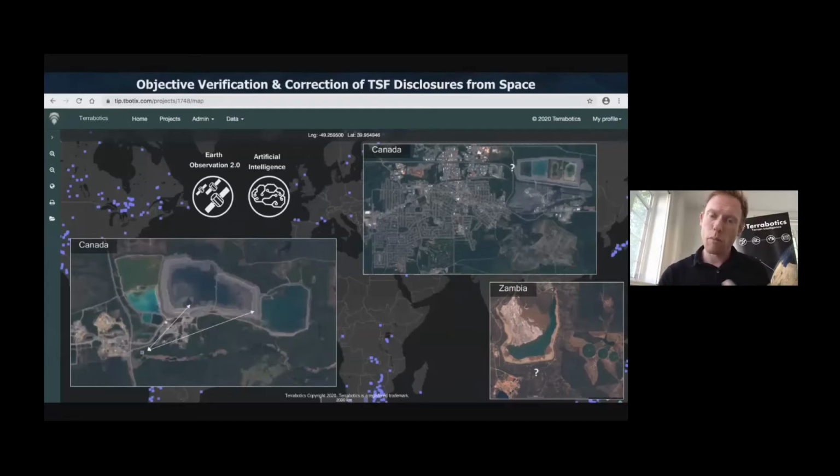So we have built a system and are continuing to build a system that trawls through terabytes and terabytes of satellite imagery through time and space, and using artificial intelligence methods is trained to spot and identify dam structures associated with mines, tailings storage facilities. And actually first start by verifying what's being disclosed.